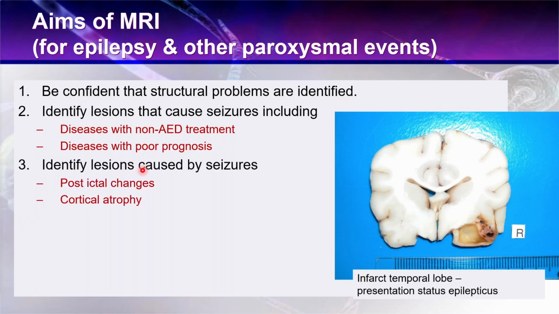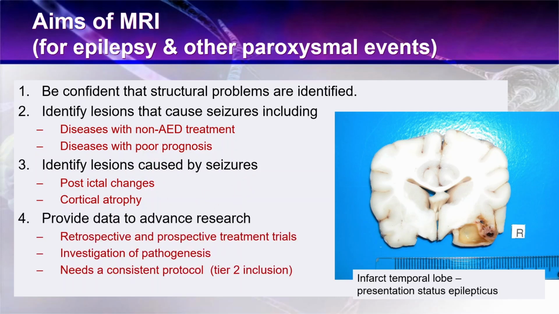We want to be able to identify lesions caused by seizures, so postictal changes and cortical atrophy, and we may want to provide data to advance research. So we may want to contribute cases to retrospective or, more importantly, prospective treatment trials, for example, trying new drugs that might give a better quality of life. We may want to provide data for investigation of pathogenesis of epilepsy.